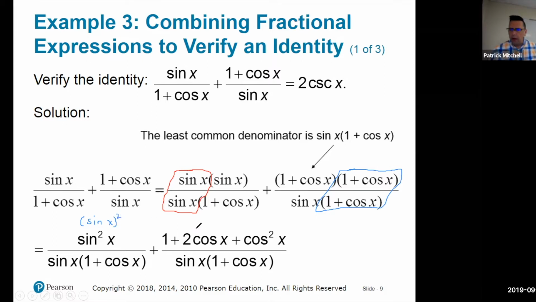Okay. And then 1 plus cosine x times 1 plus cosine x, that is basically FOIL. So when they FOIL this, 1 times 1 is 1. And then 1 times cosine x is cosine x. Cosine x times 1 is another cosine x. So they have already combined cosine x plus cosine x into 2 cosine x. And then finally they did cosine x times cosine x is cosine squared x.